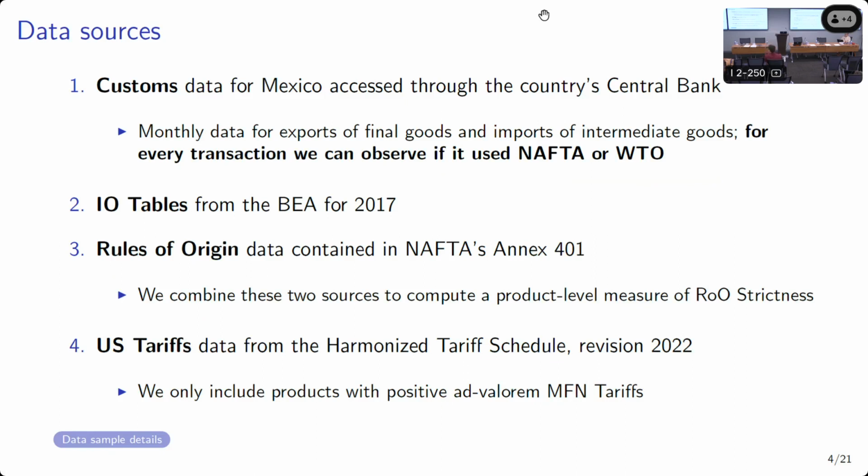Okay, and the fourth data source is the U.S. tariffs that a firm choosing not to use the trade agreement would have to pay when exporting to the United States. We're going to think about rules of origin as the marginal cost of using the trade agreement. Why? Because it might increase the price of my intermediates and therefore increase my marginal cost. Think of the tariffs as the marginal benefit of using the trade agreement. Why? Because we're only going to include ad valorem tariffs, so it's a marginal benefit of using NAFTA to export to the United States.